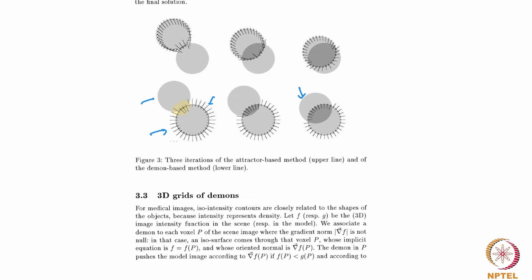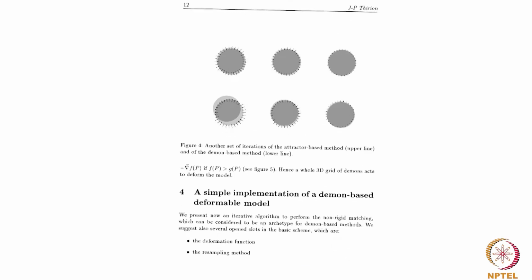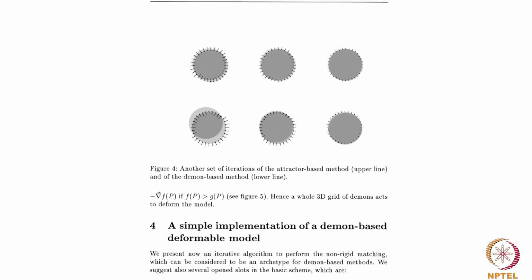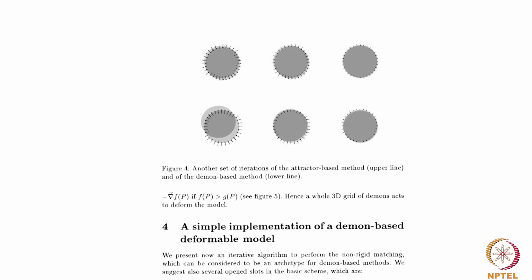The daemon in P pushes the model image according to gradient of f if f of p is less than g of p, and you see here, okay, let us see this example. So it's completely done. So here it's been completely moved in, and as the author states, according to minus gradient of f if f of p is greater than g of p.